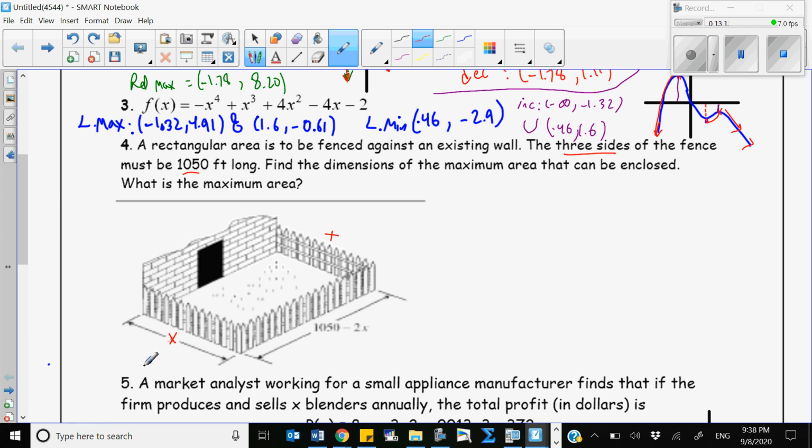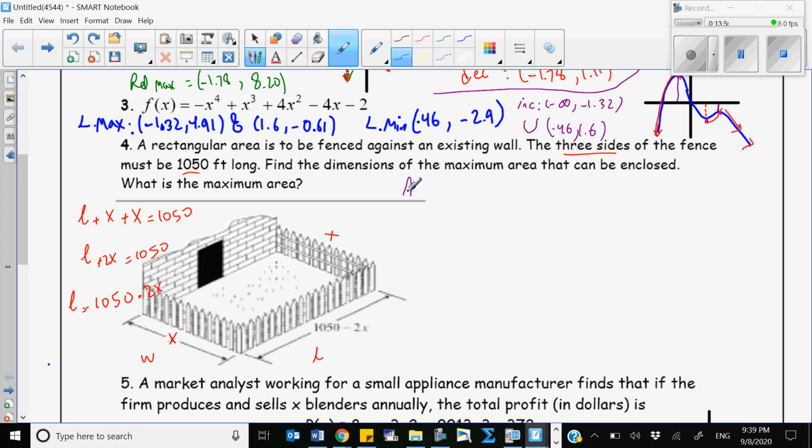Why? Because let's call this one width and this one L. Then L plus this width, which is x, plus the other one, which is again x, should add up to 1050. So L plus 2x is 1050, and L is 1050 minus 2x. So that's why the other side is 1050 minus 2x. Now it's asking us to find the area, basically the maximum area and the dimensions for maximum area.